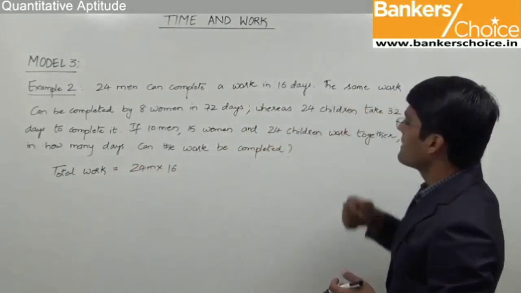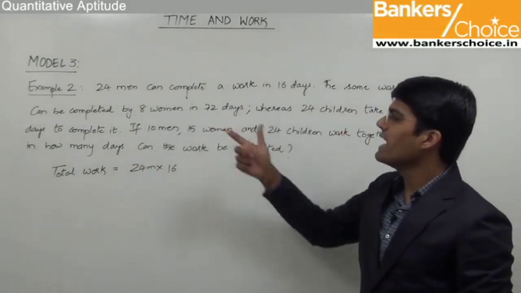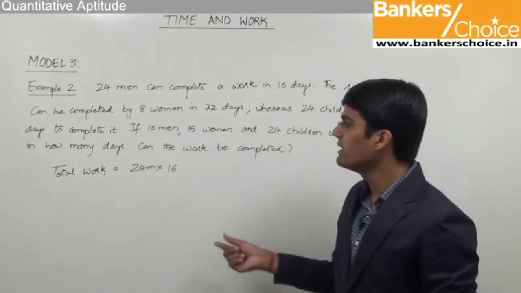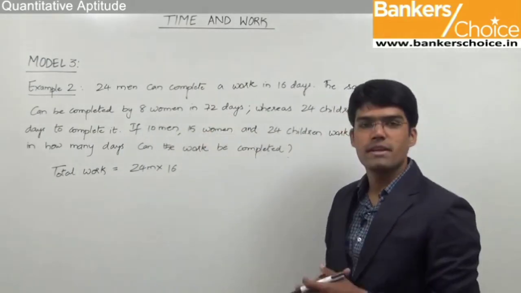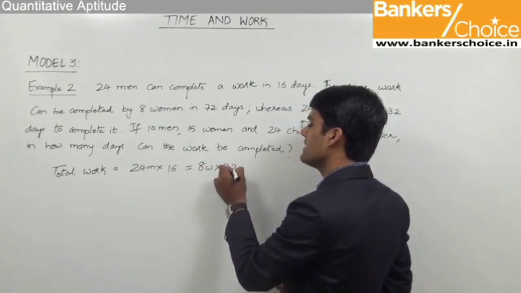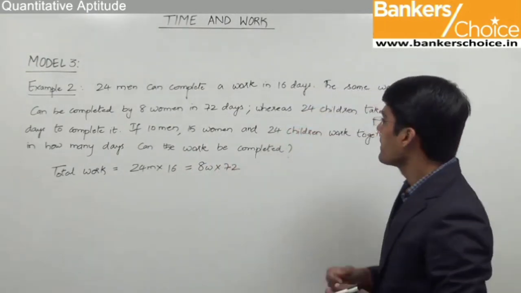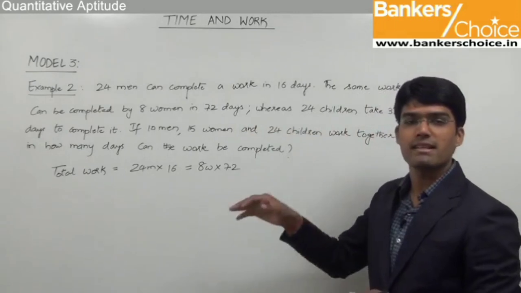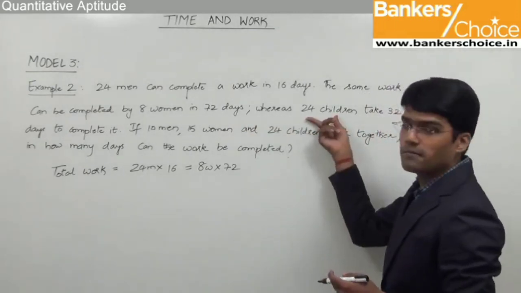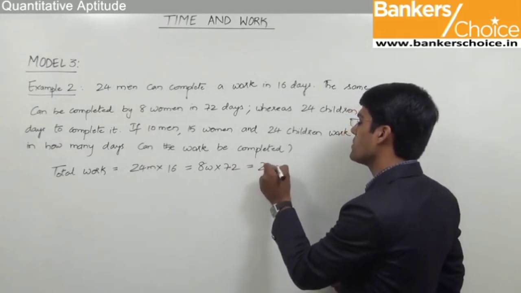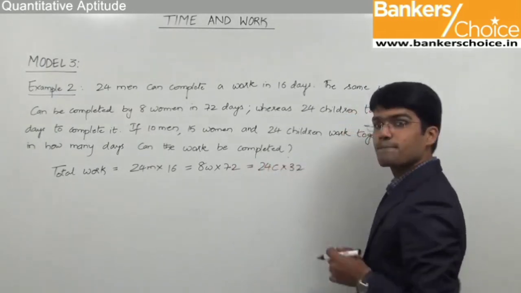Then the next statement here is the same work can be completed by 8 women in 72 days. That means the total amount of work here is 8 women into 72 days. Whereas 24 children take 32 days to complete it. So again the same work can be finished by 24 children in 32 days, so this can be equated to 24 children into 32 days.